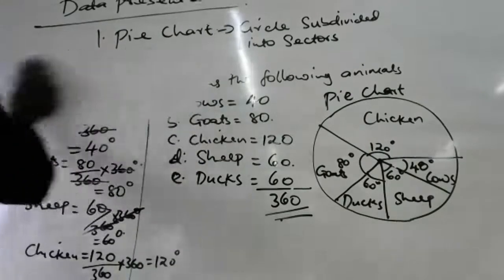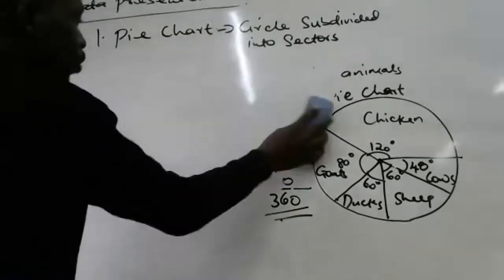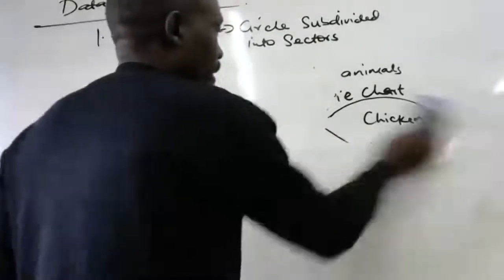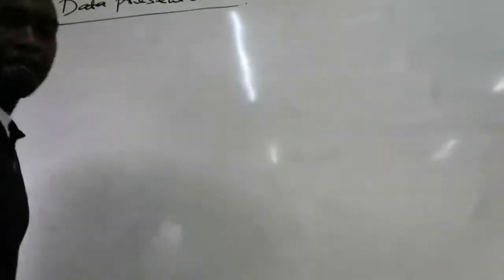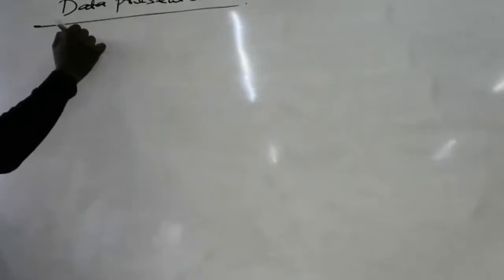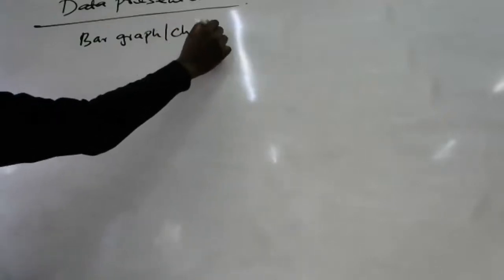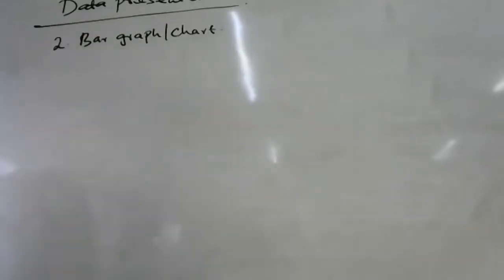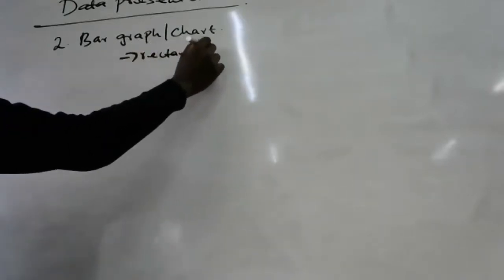The other way data can be presented is in the form of what we call bar graphs, also known as the bar chart. This is the number two way of presenting data. A bar graph is a chart that is going to have rectangular bars.